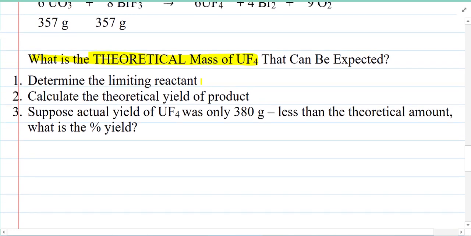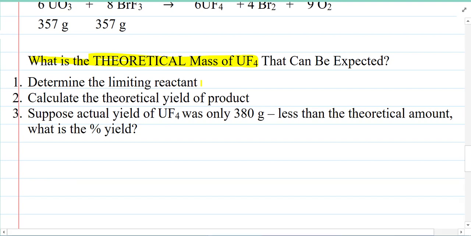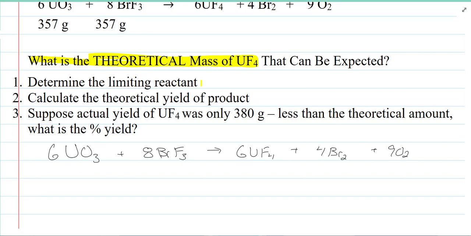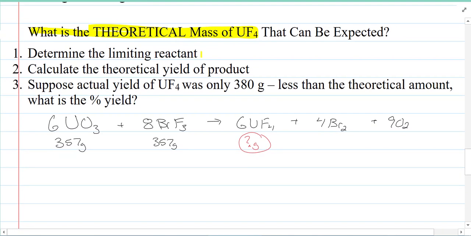So I'm going to rewrite my reaction. 6UO3 plus 8BrF3 going to 6UF4 plus 4Br2 plus 9O2. We're looking for how many grams here. We have 357 grams of UO3 and 357 grams of BrF3. First thing we're going to do is divide by the molar mass. And if we divide by the molar mass, we can get moles.